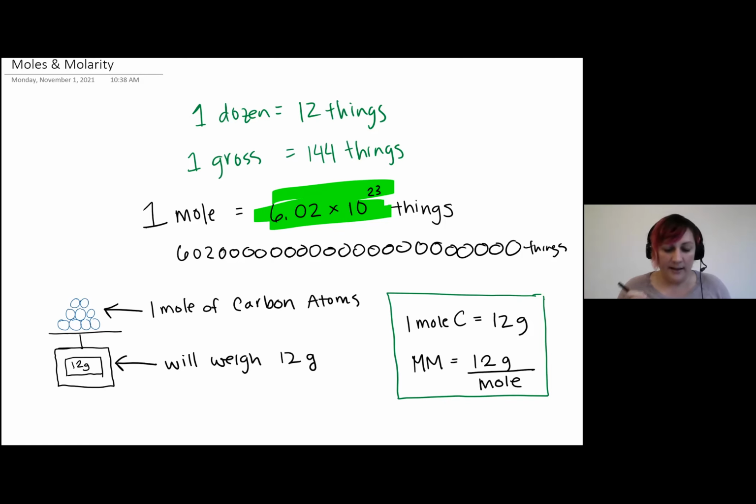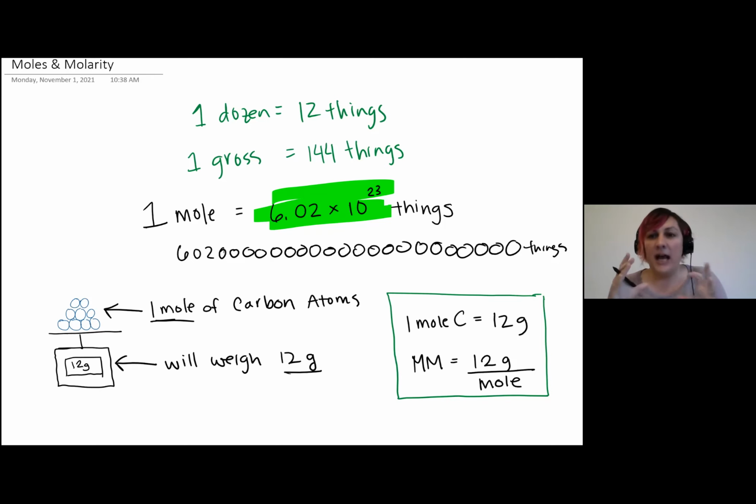And so here's the thing, 1 mole of carbon right here, if I just take a mole of carbon atoms and I weigh it, it's going to equal 12 grams. And this will be different for every different element, right? So oxygen, if I weigh 1 mole of oxygen, it'll weigh 15.999 grams. If I weigh 1 mole of hydrogen atoms, it'll weigh 1.008 grams.